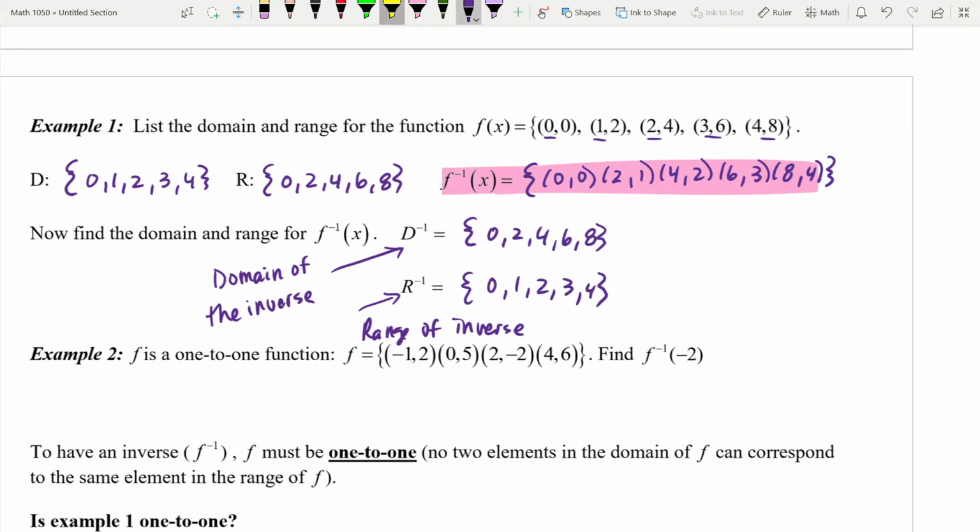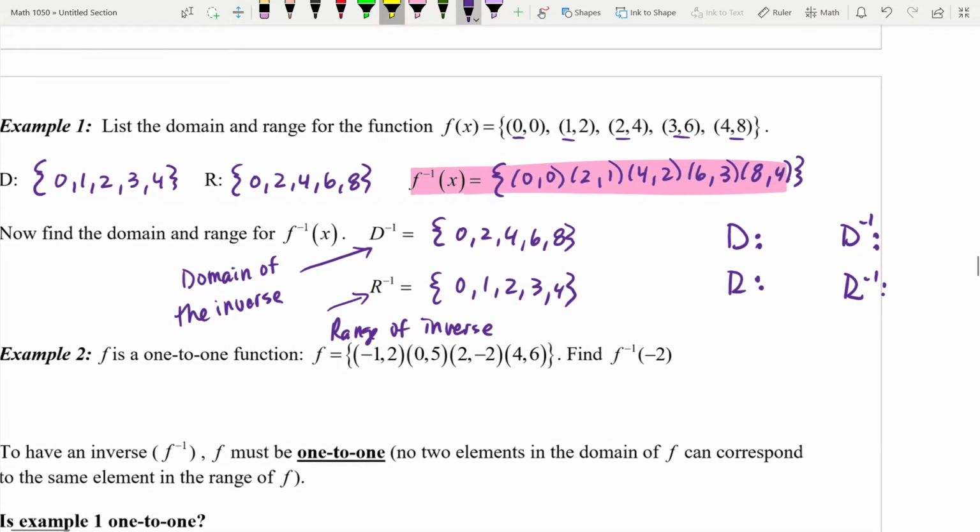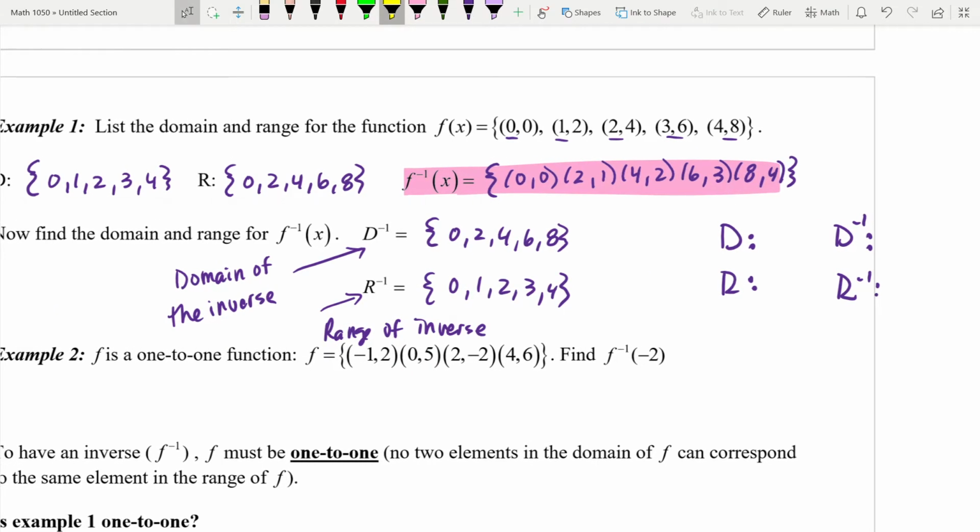Now, off to the side, I want you to write this down. This is super important. Domain with a colon, range with a colon, domain of the inverse with a colon, and range of the inverse with a colon. Someone talk to me about the correlation between the domain and range of the original f of x and the domain and range of the inverse. They switch, right? Why do they switch? Because we switch the x's and y's. That means switching the domain and range.